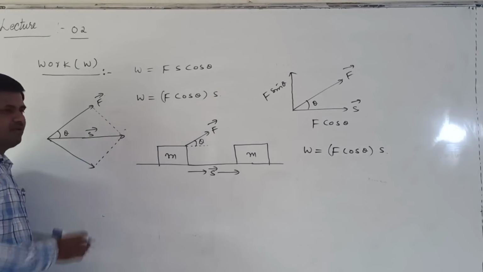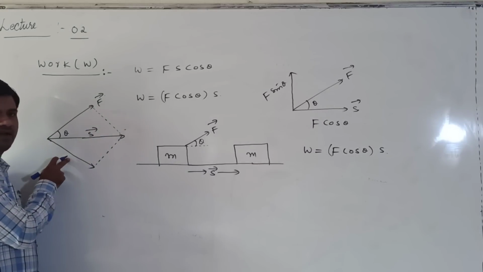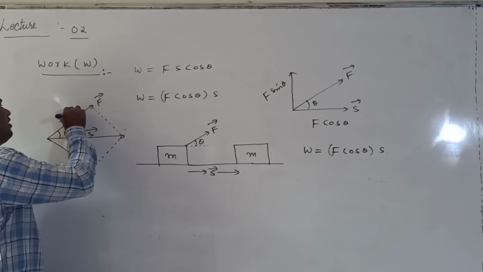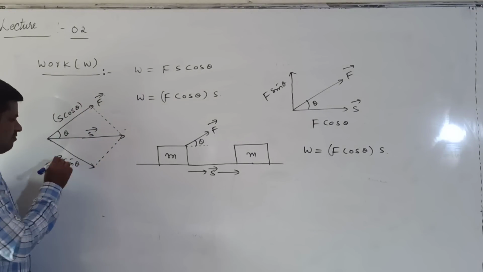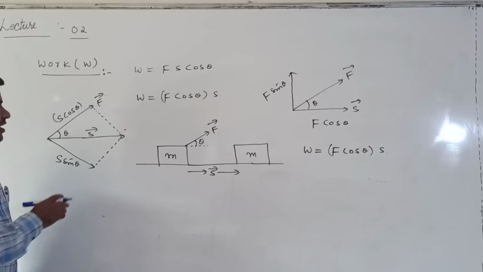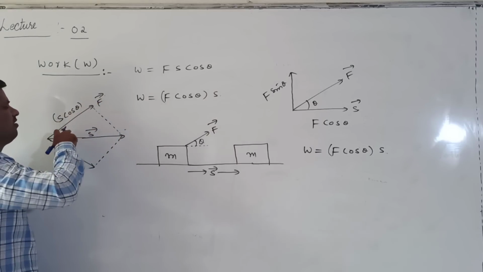So this S bar I am dividing into two components. This is the horizontal component, this is the vertical component. This horizontal component is S cos theta. This vertical component is S sin theta. Clear? Right, this is the force, this is the displacement. It makes an angle theta with the force.